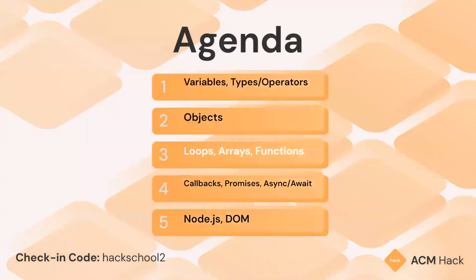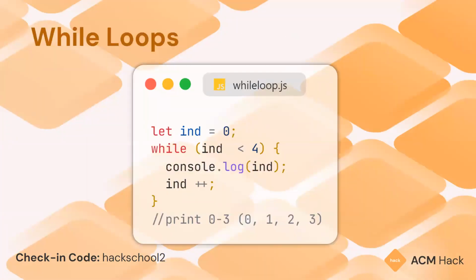Okay, so moving on to loops, arrays, and functions. We have a while loop. You just have index being 0, then you loop with the while loop as long as index is less than 4. What we're going to do is log that index and increment it. So it's 0, and then it increments by 1, so index is 1. 1 is still less than 4, so you log that, and you keep going until index is greater than or equal to 4. Then it no longer meets the condition, and the while loop ends. So this one will print 0, 1, 2, and 3.